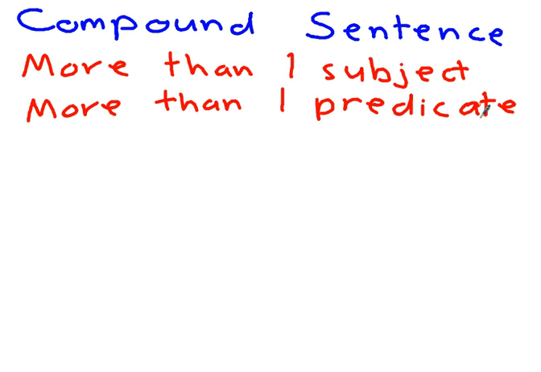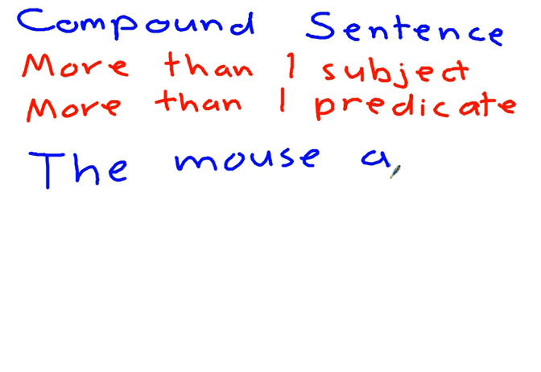Okay, so I'm going to take two simple sentences. Two complete simple sentences. So I'm going to use the mouse ate cheese. That was my simple sentence from the last one. I'm also going to use another one.